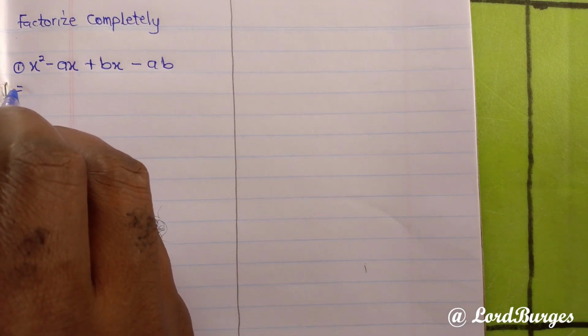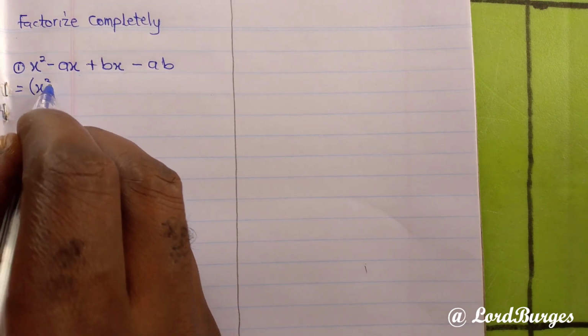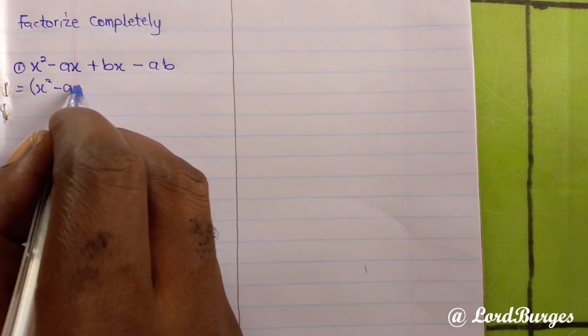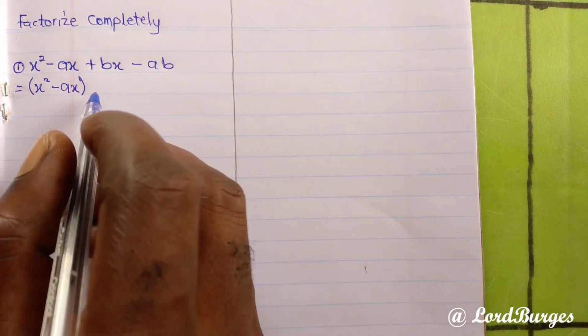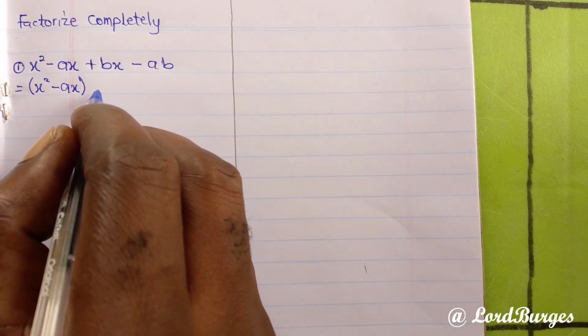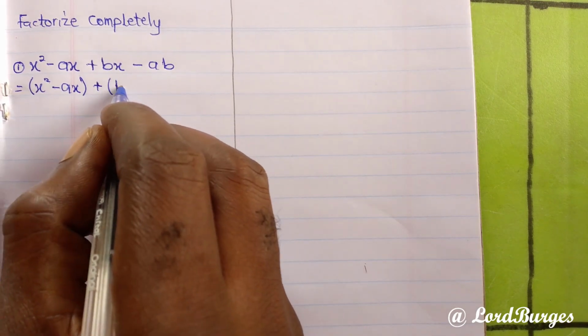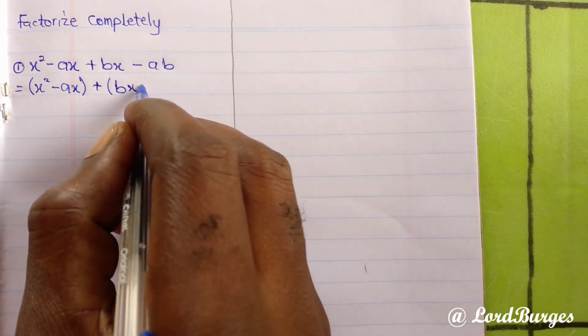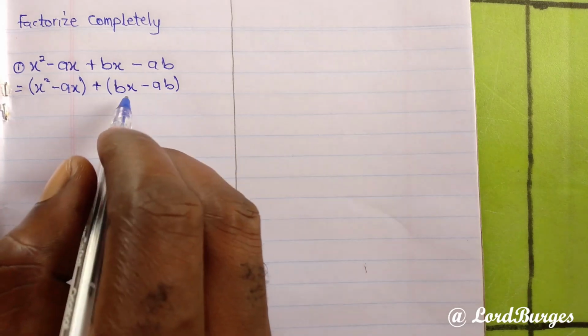So I should be having x squared minus ax, that is, they have x in common. Then I would be having plus, into bracket, bx minus ab, because they have b in common.